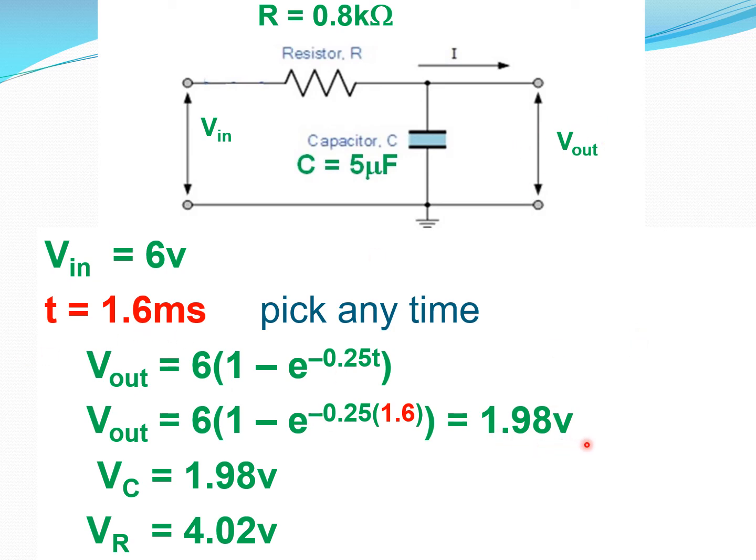Substituting that in, working our way through, we get that the output voltage after 1.6 milliseconds is 1.98 volts. As we said in the derivation of the differential equation, V out is the same as VC, so VC is also 1.98 volts. Do you remember at the beginning we said Vin is equal to VR plus VC. The voltage across the resistor plus the voltage across the capacitor is equal to Vin, which is 6 volts. Taking the 1.98 away from 6, we can work out the voltage across the resistor at 1.6 milliseconds, and that's 4.02 volts. So at any time t, VR and VC always add up to 6, the input voltage.